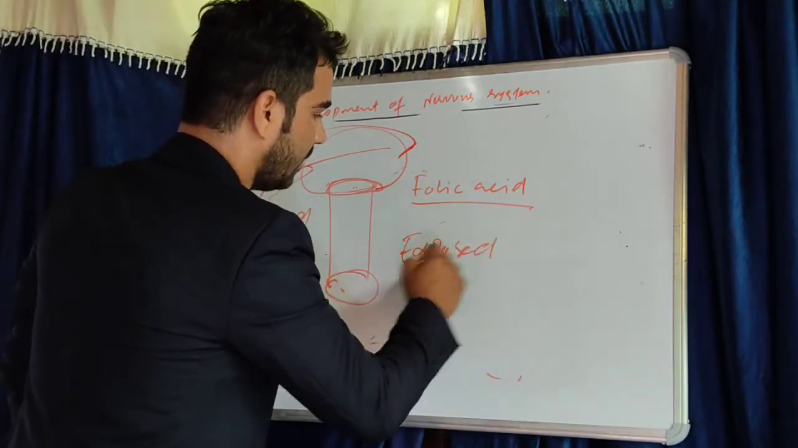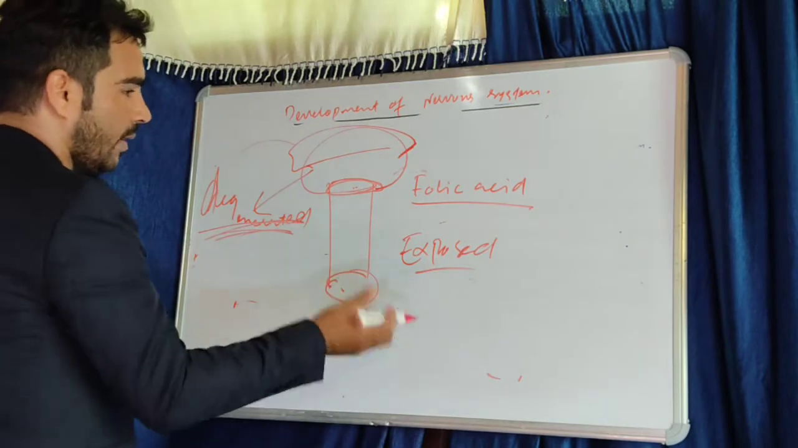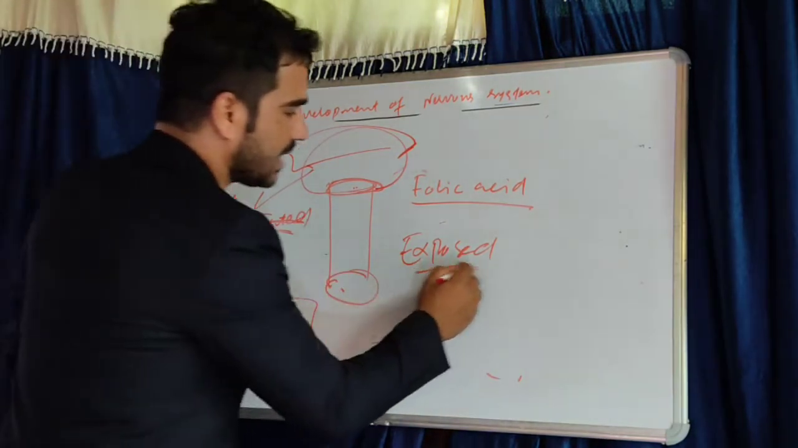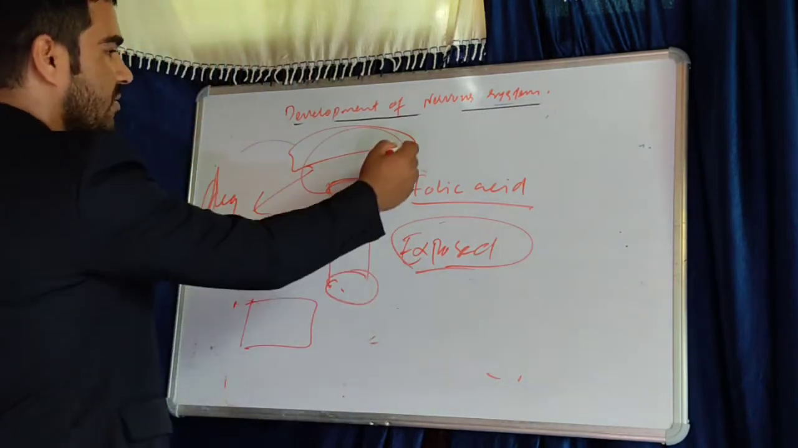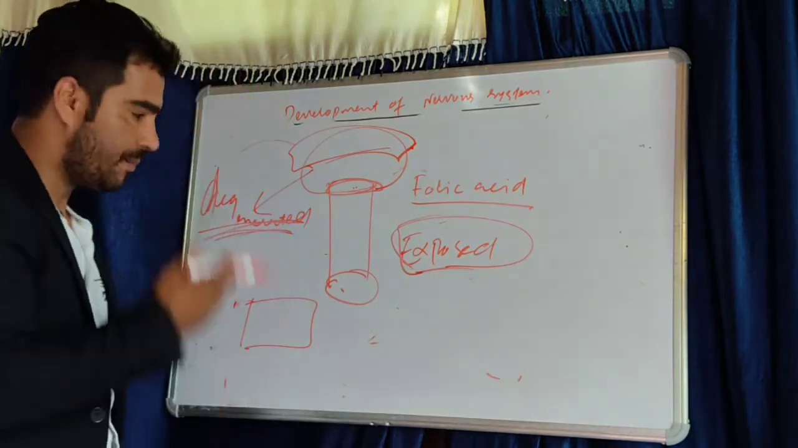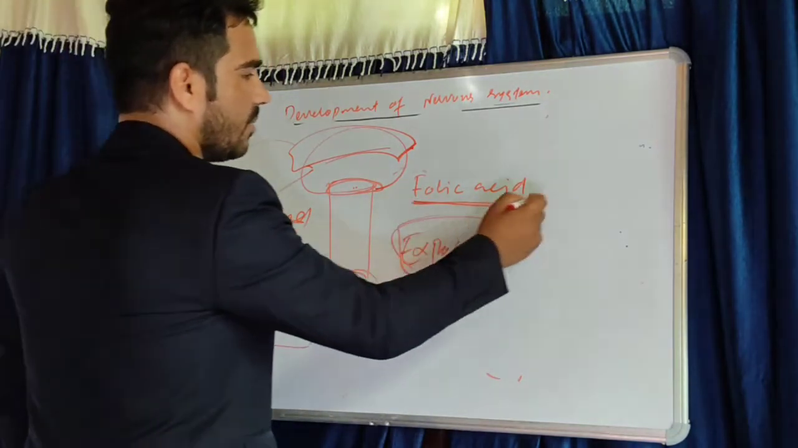If there is a presence of brain, not whole brain, there will be less brain. There is a piece of brain, but it will be exposed. There will be no formation of skull. So वहाँ पे skull नहीं होगा, तो जो brain है वो exposed होगा, outside होगा. So because of what? Because of deficiency of folic acid.